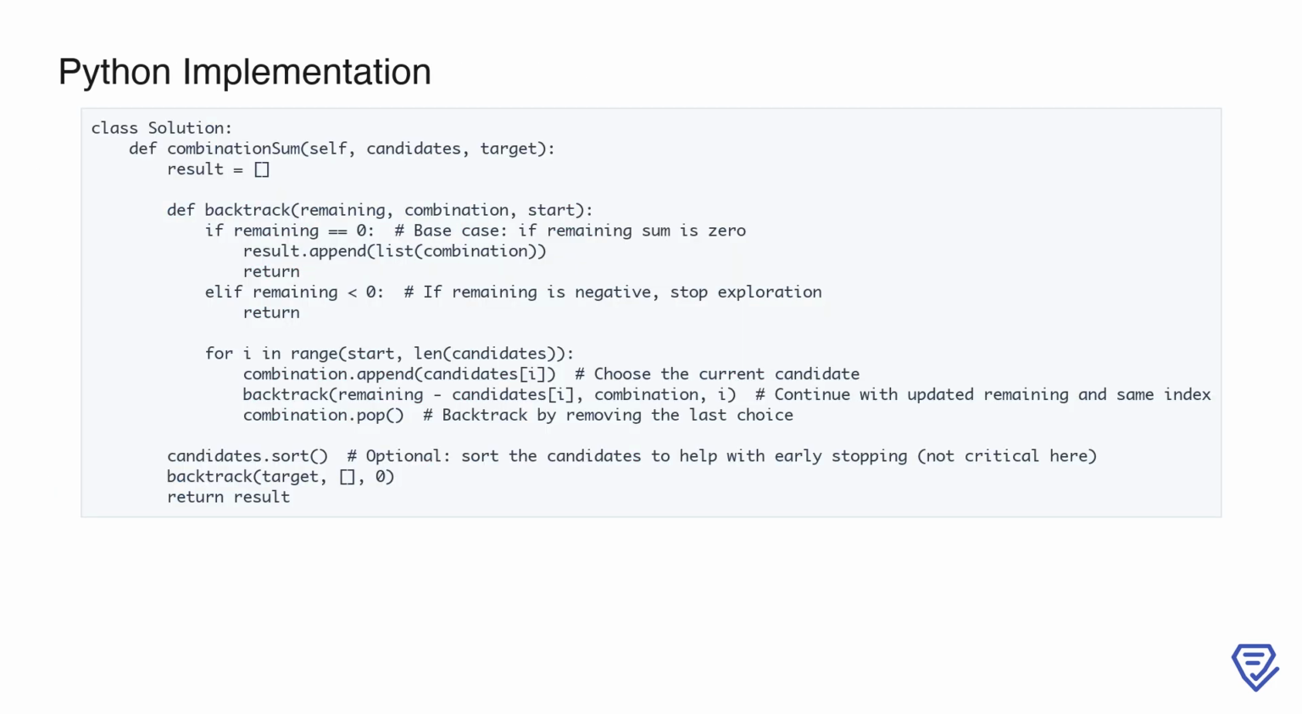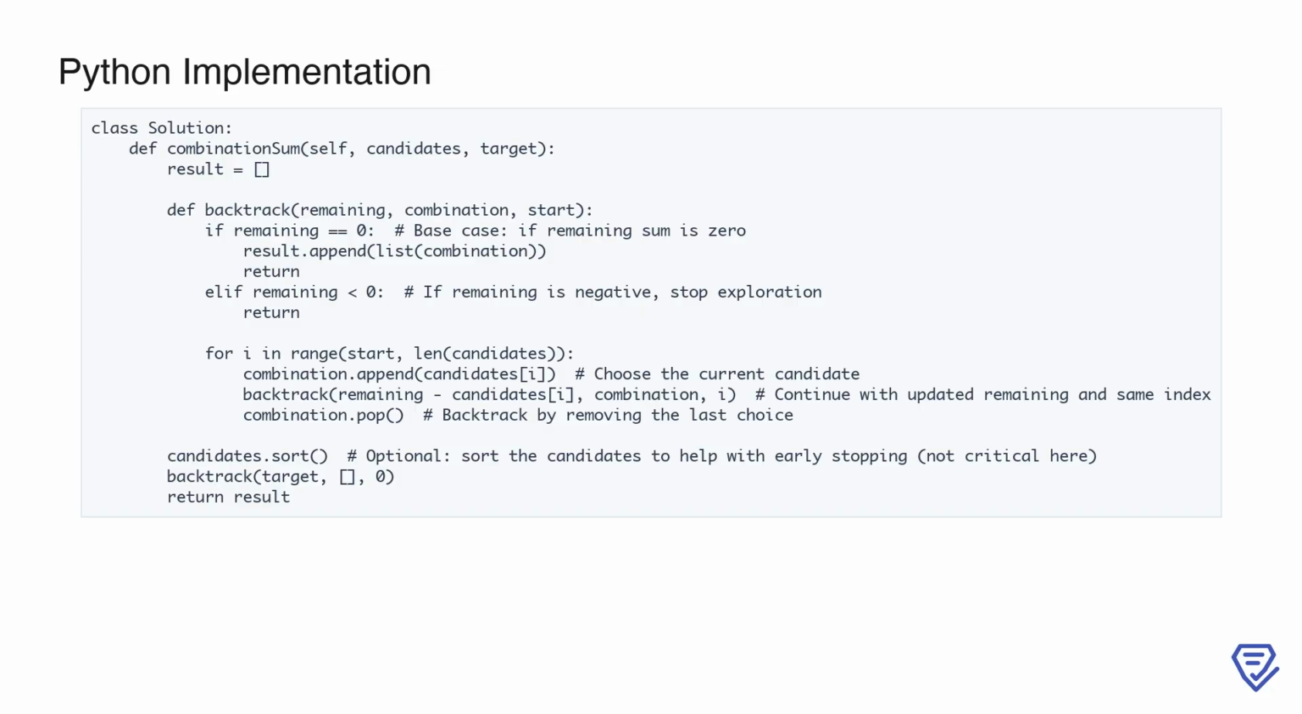This Python implementation solves the combination sum problem, number 39, on LeetCode. The main idea is to use backtracking to explore all potential combinations of the input list candidates that sum to the target value. Explanation. 1. Sorting the candidates. Although sorting isn't strictly necessary, it can help with optimization in some variations of the problem, for example early stopping. Here, it ensures a consistent order.